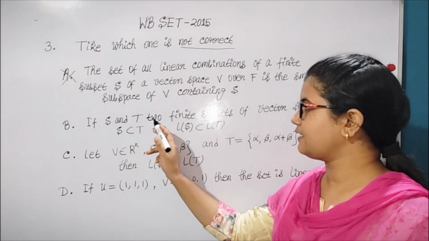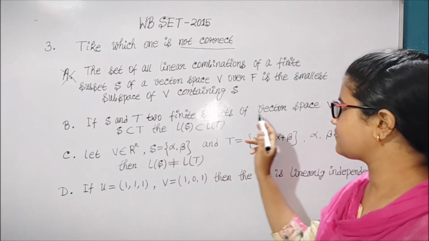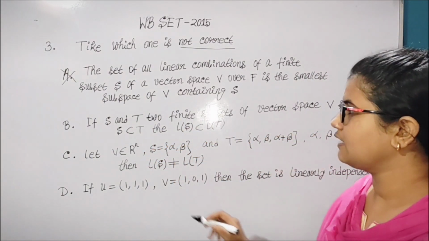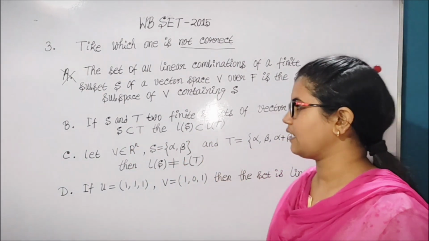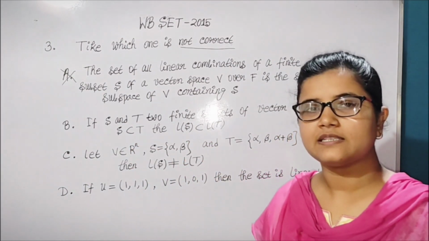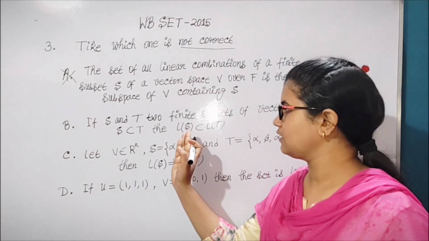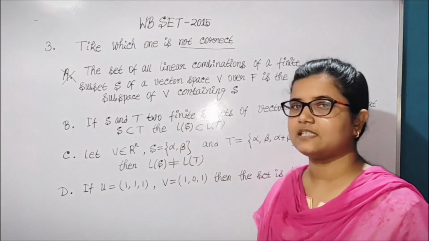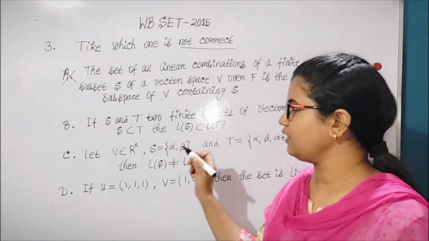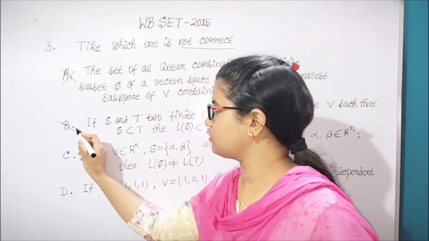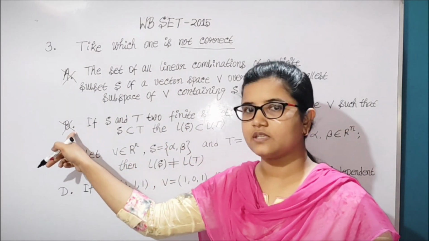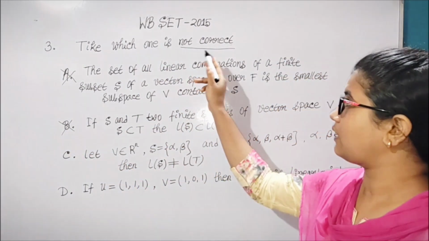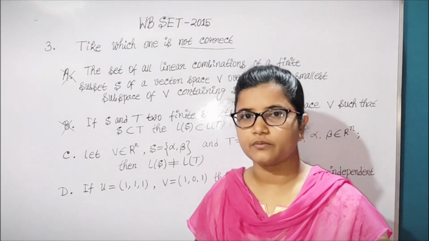Option B, if S and T are two finite subsets of vector space V such that S is a subset of T, then L(S) is a subset of L(T). We know that if S is a subset of T, then the linear combinations of S, that is L(S), is a subset of L(T). So option B is also true. That is, we cannot write option B as the answer because we have to find the incorrect option.